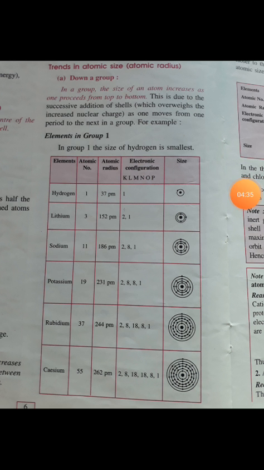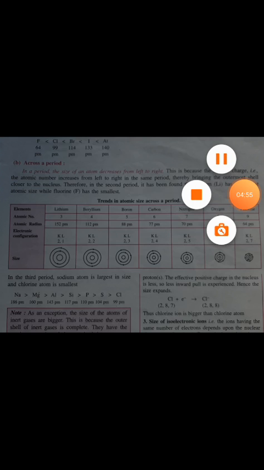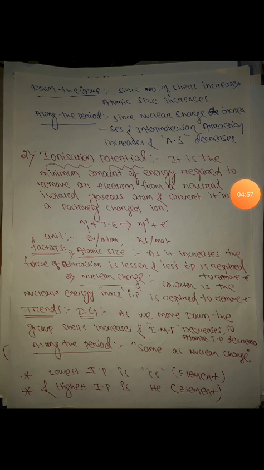Factors affecting the atomic radius: one is down the group, the same as the number of shells. As we come down, the number of shells increases, so the atomic size also increases. And as in the other example, as we move from left to right, nuclear charge increases, hence atomic size decreases. Remember this. That was the atomic size topic, down the group and along the period.